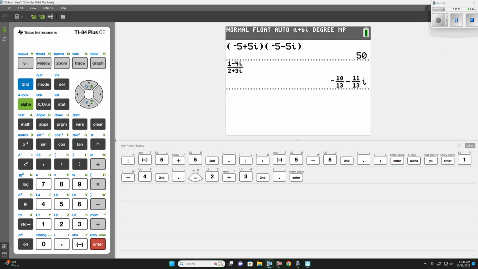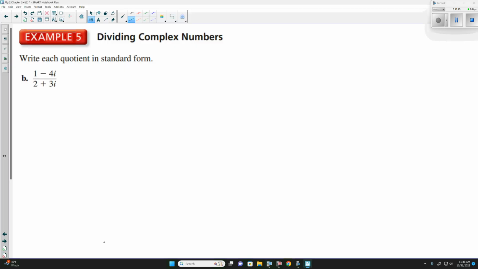All right. Now, we've seen already that these do not work in the calculators that we have. So we have to do it a little bit differently. Now what we're going to do is, instead of using alpha y equals enter, we're going to rewrite it a little bit differently. I've said that a few times now. But a fraction is just another way to say division, because numerator divided by denominator.